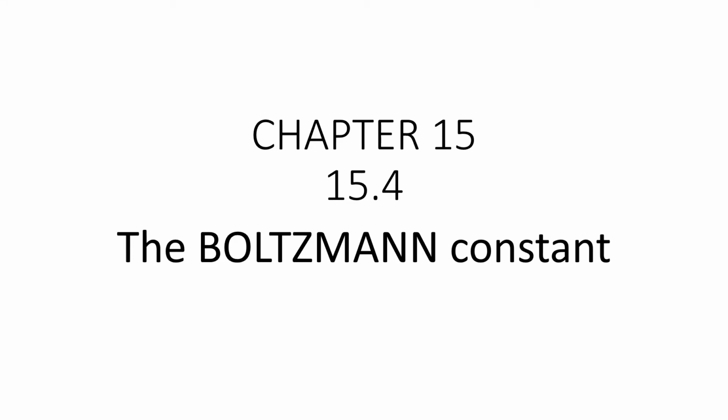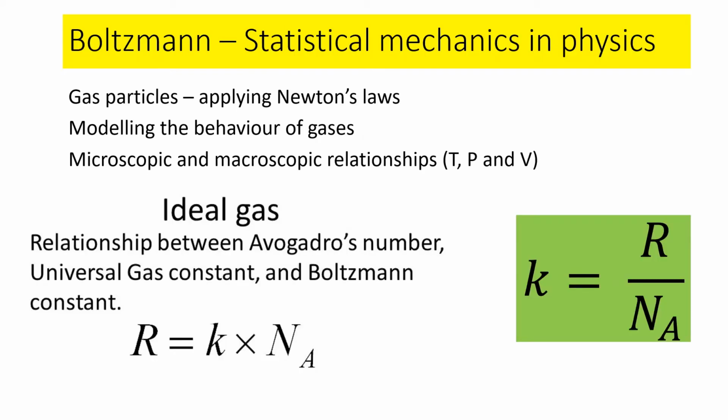So this is chapter 15.4, Boltzmann's constant. Boltzmann was an Austrian physicist who worked on statistical mechanics and physics. He applied Newton's laws to explain the behavior of gases, and you've got the variables temperature, pressure, and volume. He linked the microscopic properties and the macroscopic properties together with relationships.